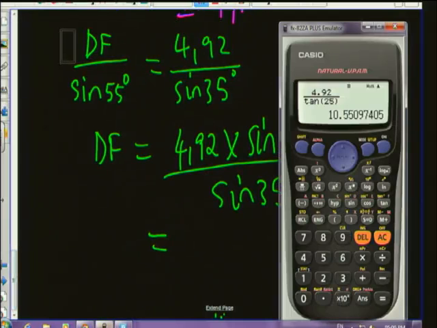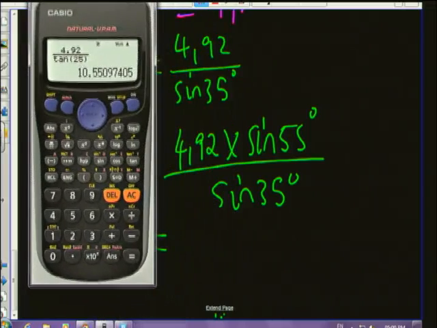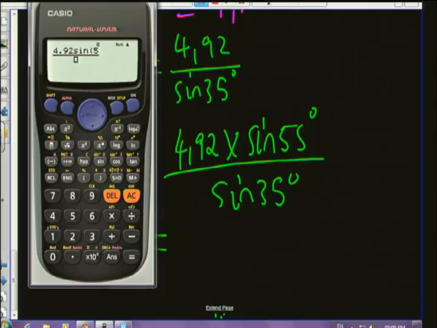Okay, so therefore now DF will be, let's work it out quickly, right, 4.92 times the sine of 55 divided by sine of 35. That gives us 7.02.